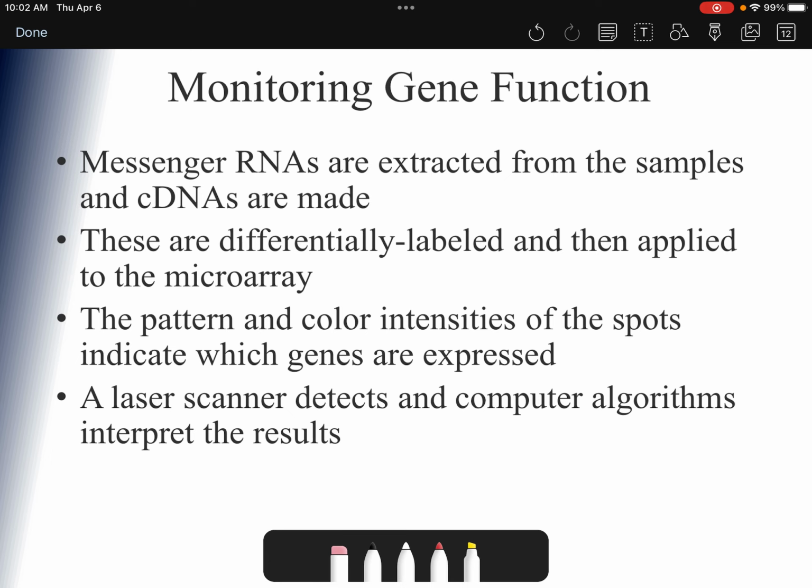So messenger RNAs are extracted from your sample, and then they make copy DNAs, and then they can use different fluorescent tags or dyes on them to label them, and then they can apply it to the microarray and look at the pattern and color to see which genes are expressed. And then they use a laser scanner and computer algorithms and all of that to try to interpret the results.